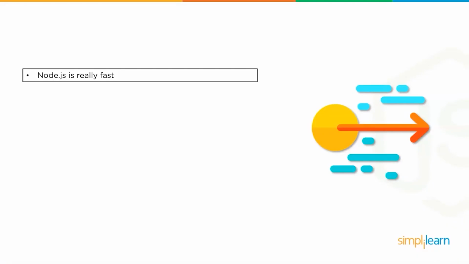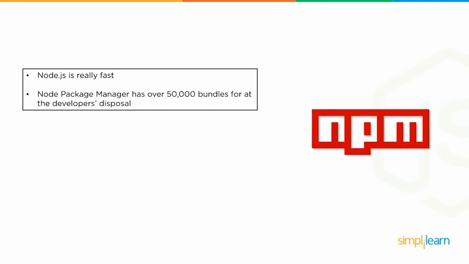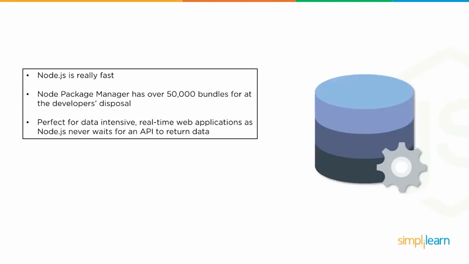Here are a few points. First up, Node.js is extremely fast. Being built on Google Chrome's V8 JavaScript engine, its library is extremely fast in code execution. Node Package Manager has around 50,000 bundles for developers, so whatever functionality is required for an application can be easily imported from NPM. All APIs of the Node.js library are asynchronous, that is, non-blocking. It means a Node.js-based server never waits for an API to return data.